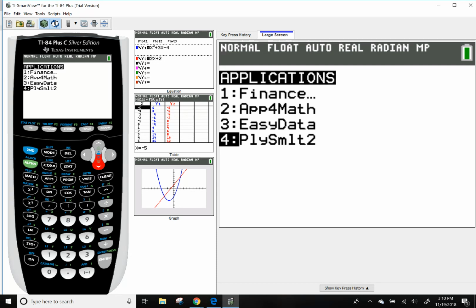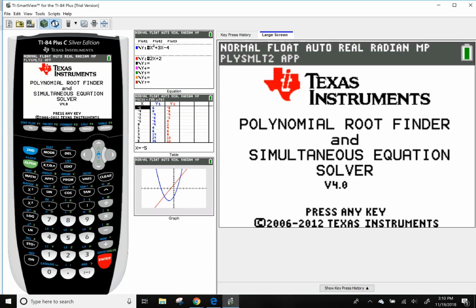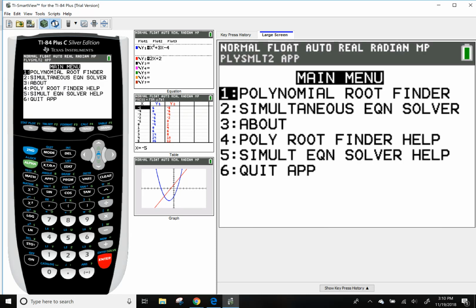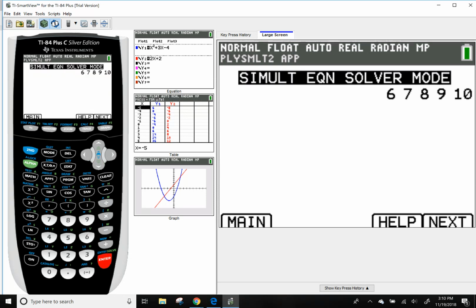But POI-SMLT2, that app is the one we're going to use. So hit enter. It's got like a little welcome screen. Just hit enter again. And now we're going to choose the second option, Simultaneous Equation Solver. We're going to select that.